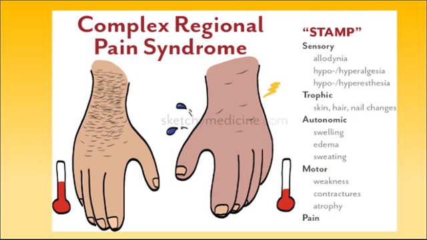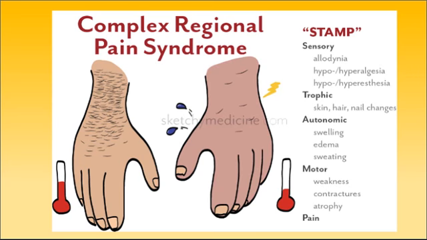Now we're going to go into a fairly new complex regional pain syndrome. They used to call it reflex sympathetic dystrophy. So CRPS is the new terminology. Commonly occurs in the feet and the hands, although it can occur other places. It is a triad of clinical manifestations.